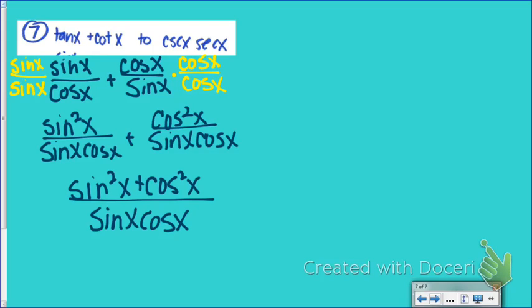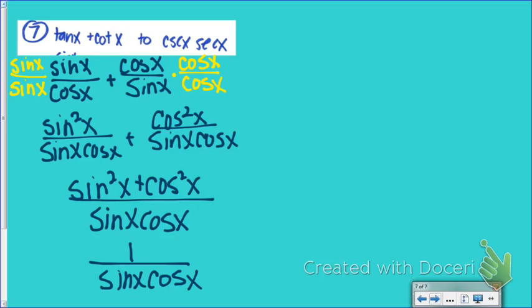And again, I'm trying to look at what my final answer has. My final answer has cosecants and secants. I don't have any squareds, no sine squareds or cosine squareds. And if you look at your identities chart with those Pythagorean identities, sine squared plus cosine squared is the same thing as 1.